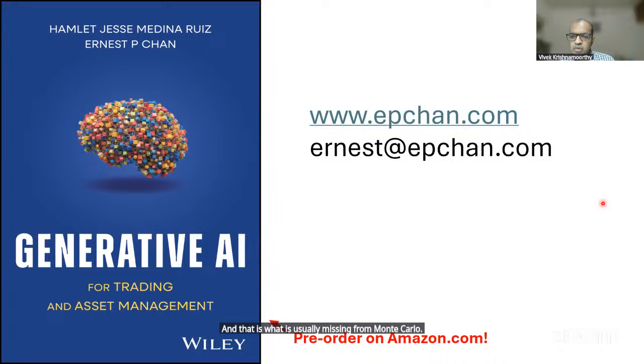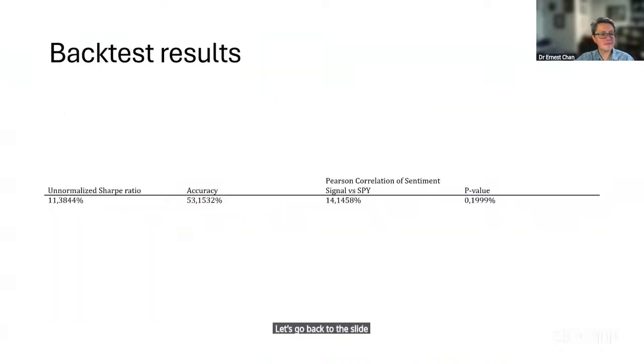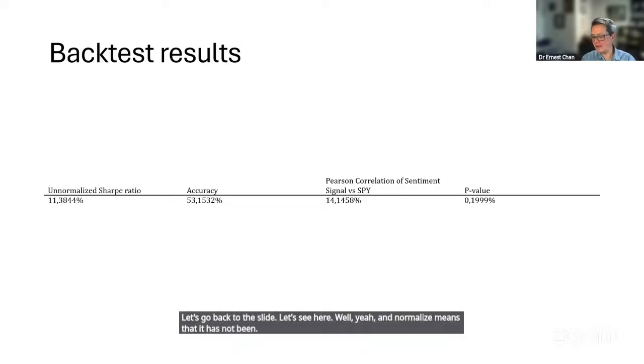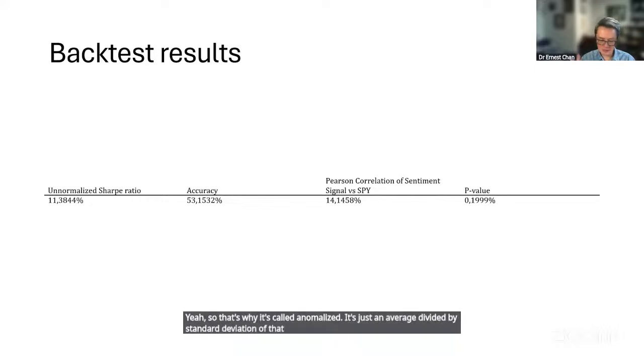Can you speak about the unnormalized Sharpe ratio percentage in the open source backtest? Let's go back to the slide. Well, unnormalized means that it is basically a per trade Sharpe ratio. It's essentially the average return of each trade divided by the standard deviation of that return. So it's not annualized or anything. That's why it's called unnormalized. It's just the average divided by the standard deviation, on a per trade basis.